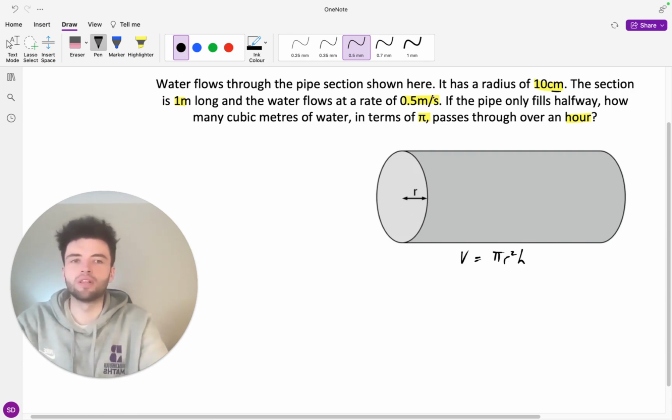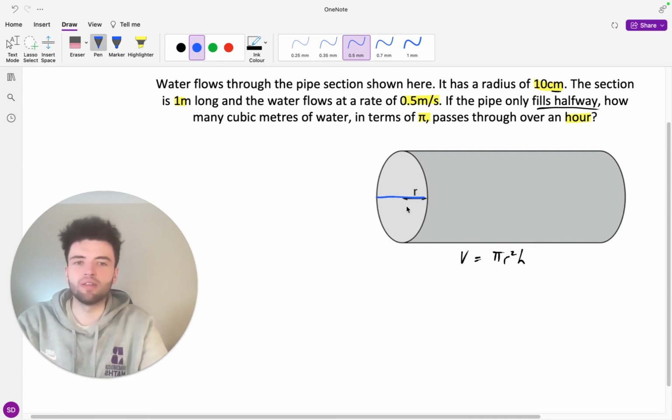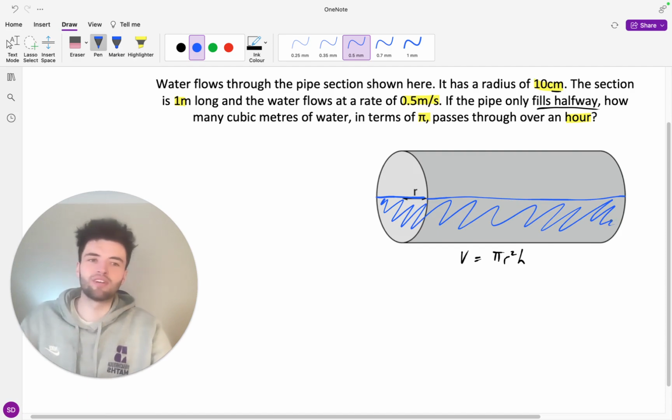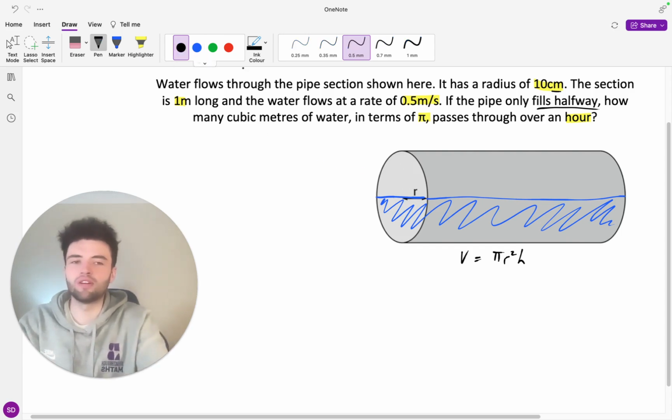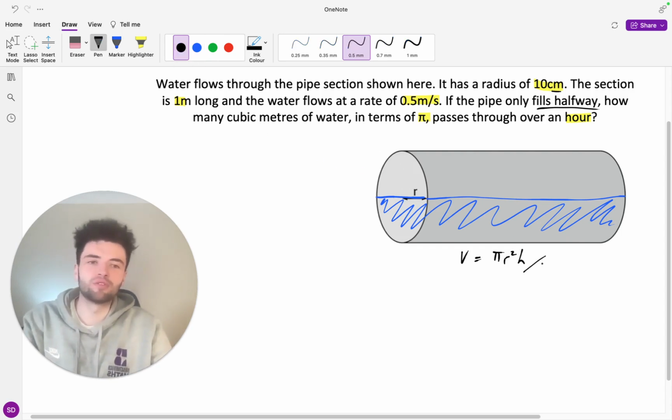However, we're also told that the pipe only fills halfway, and so if we were to shade in what we'd expect the pipe to look like, it would be filled halfway with water, so we'd only see water up until this point, and so it's going to be a half cylinder that we're dealing with here. So we're just going to have to divide this by 2 in order to find the volume of water that's going to be there at any given moment.